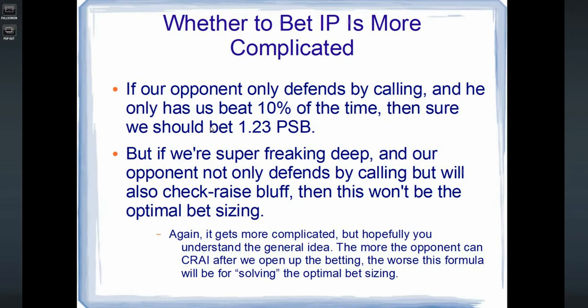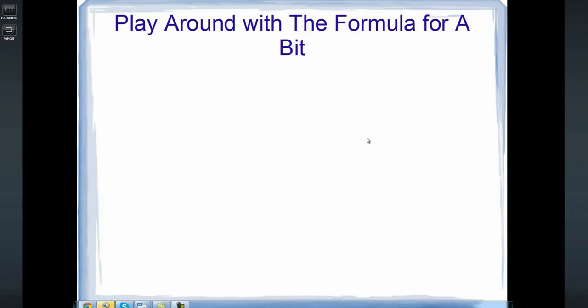The more the opponent can check-raise all in after we open up the betting, the worse this formula will be for solving the optimal bet sizing. So now I'd highly recommend you play around with the formula a bit, because if you're like most players, you're probably just used to betting like 60% of the pot on the river. And if you play around with the formula a bit, you're probably going to realize that that sizing sucks a lot of the time. There are a lot of times when you should be betting huge, and a lot of times where you can bet smaller than that when you're out of position. And again, you might not bet drastically smaller than that, but there are going to be times when you should be betting 30 or 40% of the pot rather than 60% of the pot.